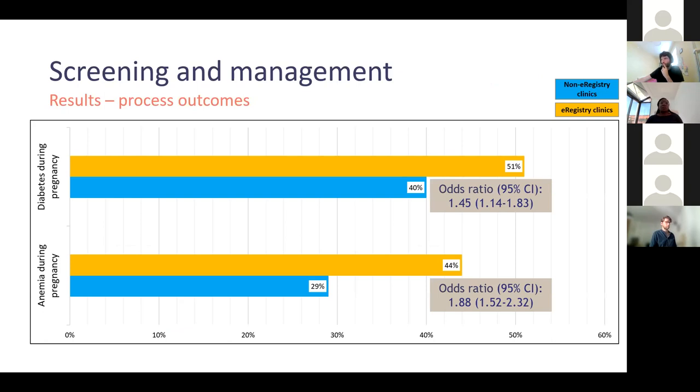So these are the results that we got from Palestine. When we look at the process outcomes, screening and management, we realized that if you look at diabetes and anemia, we did have some difference between the e-registry clinics and the control clinics. The e-registry clinics had a higher percentage of screening because we guide the health worker during the data entry to screen for these for diabetes and for anemia. However, the difference may not have been significant.